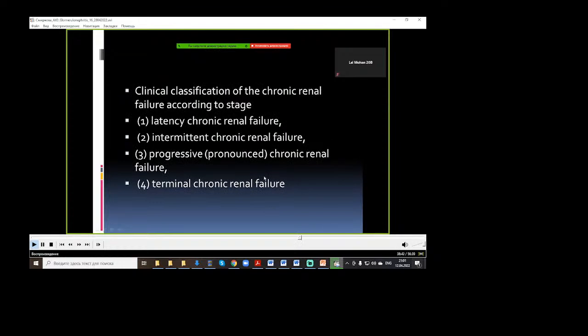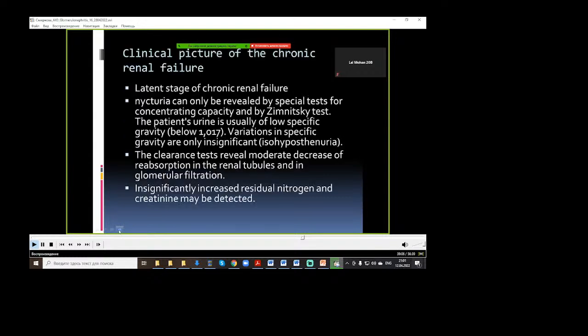Clinical classification of chronic renal failure according to the stages. Latent chronic renal failure, the first stage, intermittent chronic renal failure, progressive or pronounced, and terminal. This is, once again, I emphasize clinical classification, because there are other classifications of chronic renal failure. So first, we will talk about the latent stage of chronic renal failure.